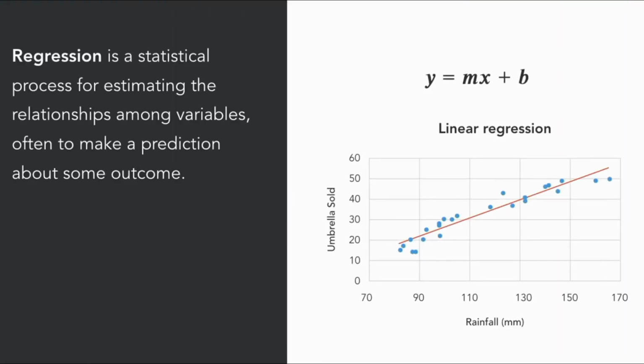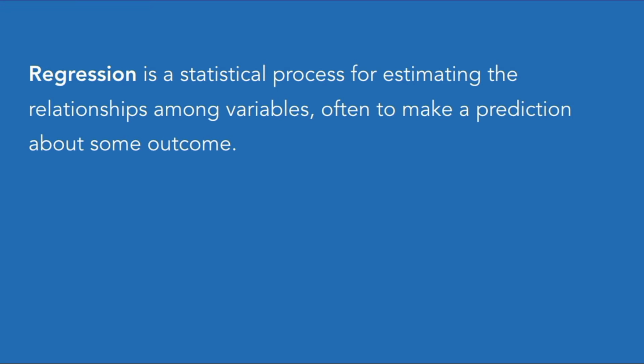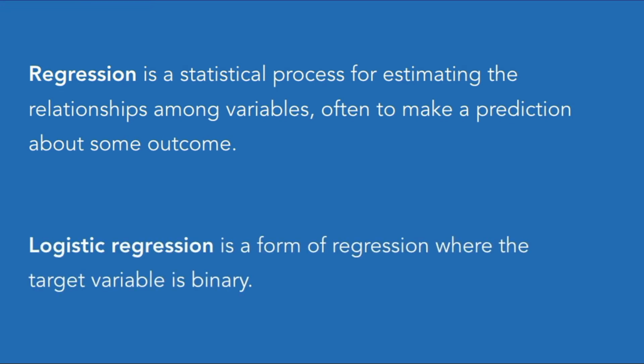Logistic regression is a form of regression where the target variable, or the thing you're trying to predict, is binary. So just 0 or 1, or true or false, or anything like that. Why do we need two different algorithms for regression? Why won't linear regression work for a binary target variable?